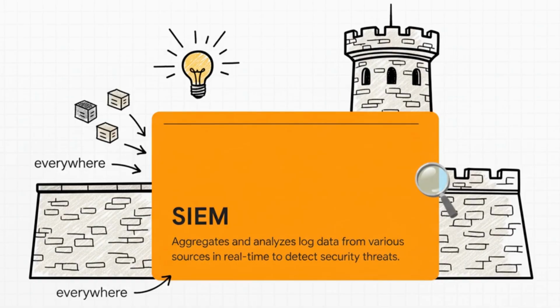With all these different threats coming from every possible angle, how in the world do you see the big picture? Well, that's the job of a SIM. The SIM is our central watchtower. It's the intelligence hub for the entire fortress. It pulls in log data from everywhere to spot patterns that a single guard on the wall would totally miss.